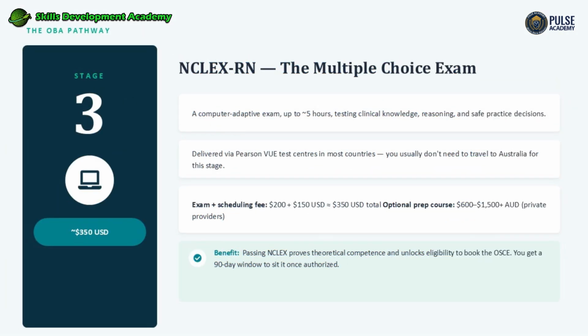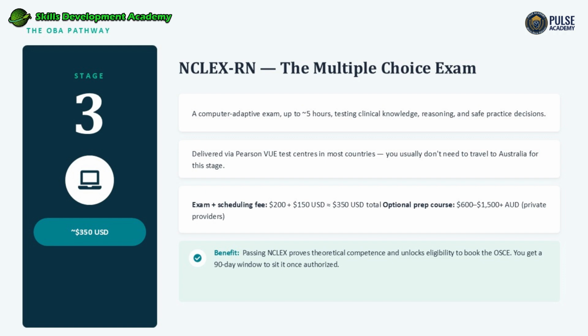Now we get into the real exams, starting with the NCLEX-RN. That's stage 1 of the OBA. This is a computer adaptive exam that can run up to around 5 hours, testing your clinical knowledge, reasoning, and safe practice decision making. The good news: it's delivered through Pearson VUE test centres in most countries, so in most cases you won't need to travel to Australia for this one.